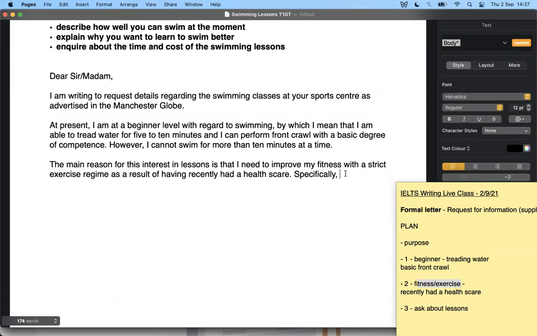A muscle strain could be. I wouldn't imagine that a muscle strain would mean you need to improve your fitness, though. I'm really thinking about, maybe something to do with your weight or something to do with your heart. Ideally, something that combines the two. So specifically, I was having chest pains. We could say something like that because that's related to the heart. So I was having chest pains, and let's say, and my doctor recommended.